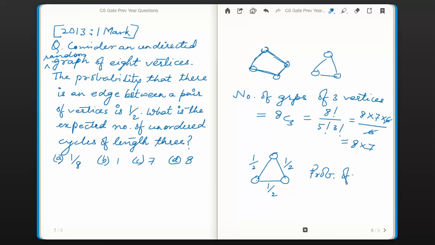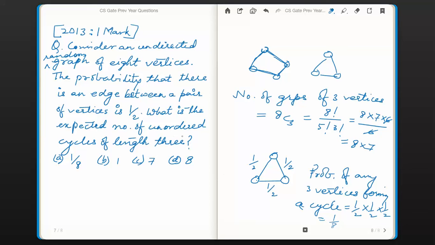of any 3 vertices forming a cycle, which is equal to half into half into half, that is nothing but 1 by 8, right? This is 1 by 8.